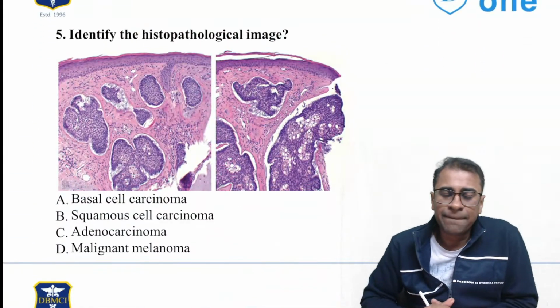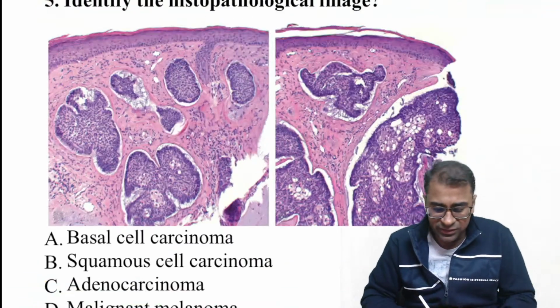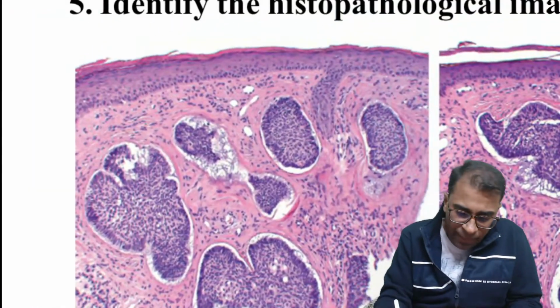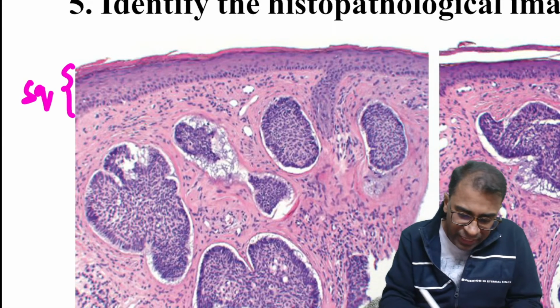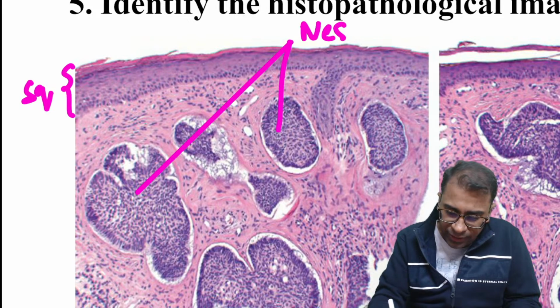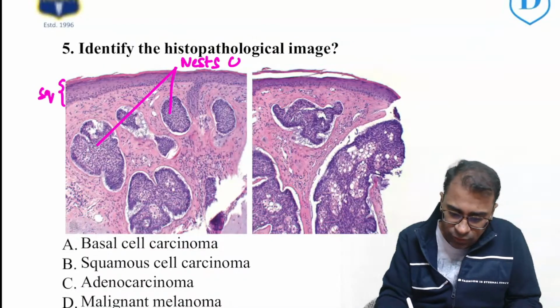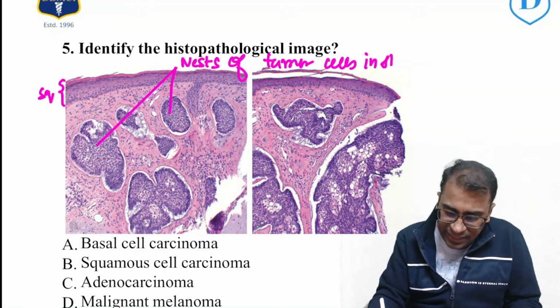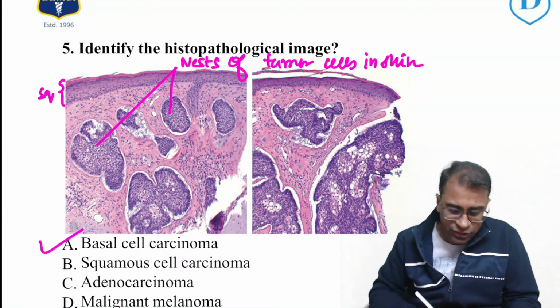What has happened here? Tell me, which tumor is this? Look at this typical squamous cell at the top. These are squamous cells. And these are nests of tumor cells in skin. Yes, it's a case of basal cell carcinoma.